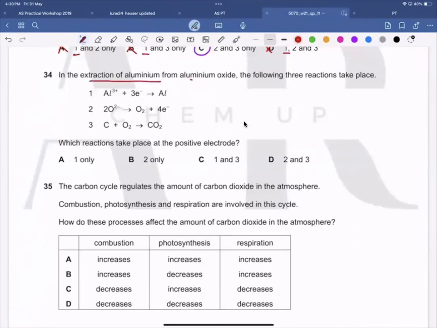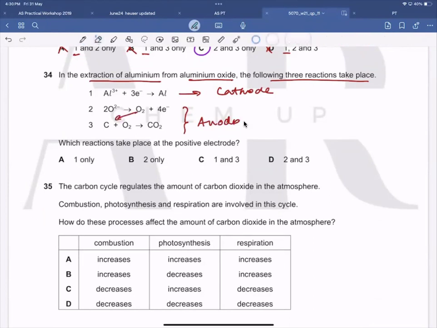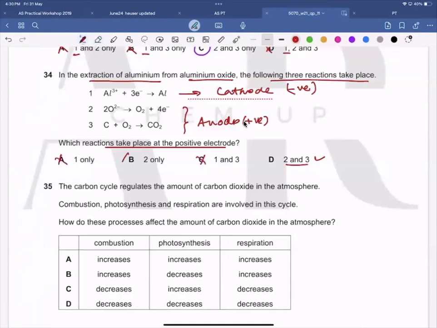Okay. Now, question number 34. In the extraction of aluminium from aluminium oxide, the following three reactions take place. Yeah, that occurs at the cathode. And these two reactions are correct at the anode, because when the oxygen forms due to high temperature, it reacts with the carbon of the anode. Which reaction only takes place at the positive electrode? If you see, the positive electrode is the anode and the cathode is the negative electrode, right? So 2 and 3, which makes D correct. So A, B and C go wrong, and D is the correct answer. I hope it's clear to all of you.